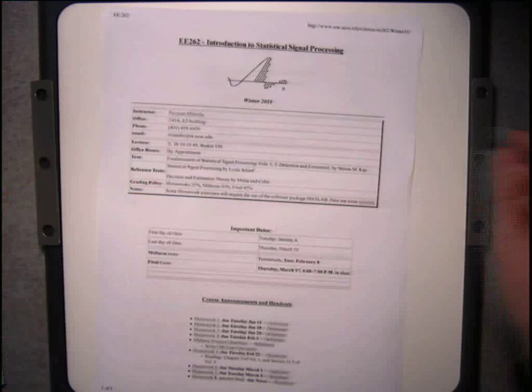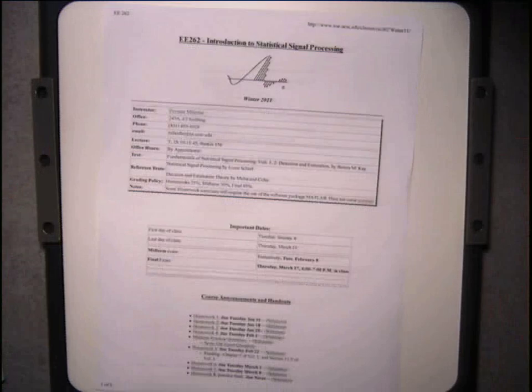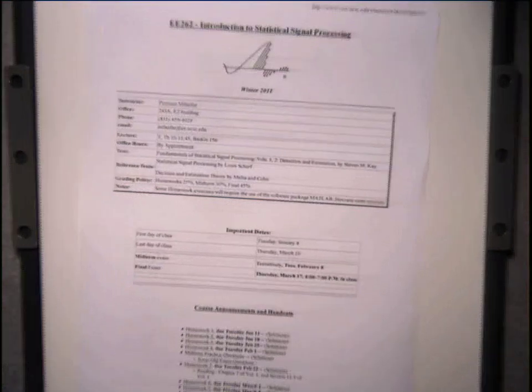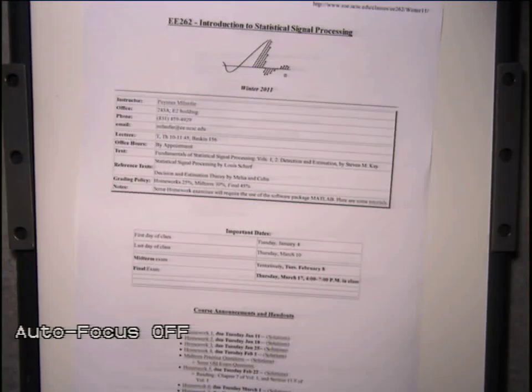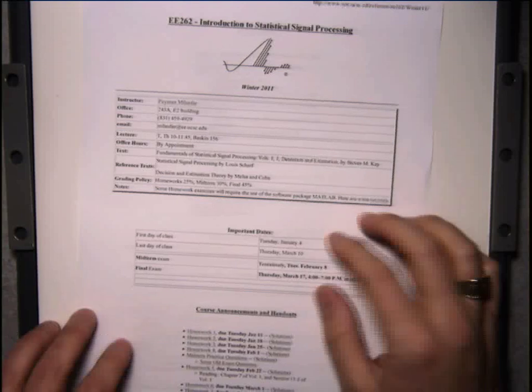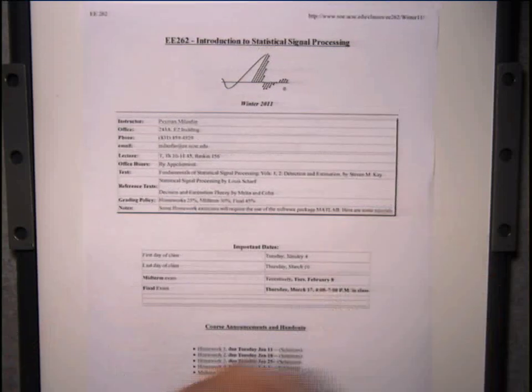Okay. Hello, in the front. Raise your hand if you can hear this. All right, so let's get started, I guess. All right, so in case there's any doubt, this is statistical signal processing. Let's go over some minor details about the class.